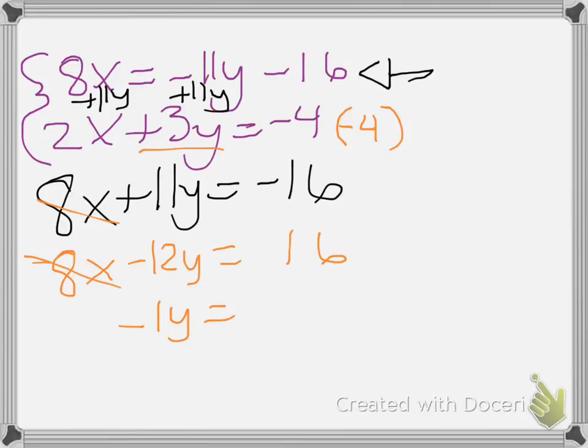And negative 16 plus 16 is just 0. So that tells us that y is 0. So I'm going to put that in my ordered pair, 0 there. Okay. Then I'm going to plug that in to get x.